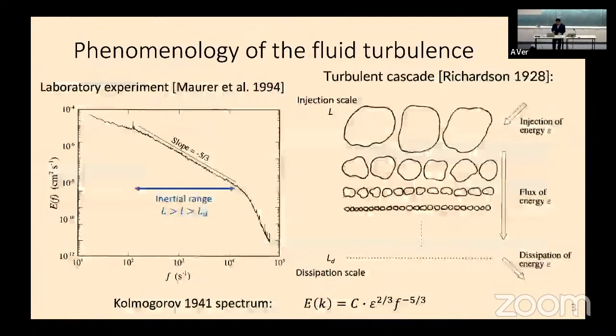If we measure the spectrum of these fluctuations from the experiment shown in the previous slide, we observe a power law spectrum, as shown here. The corresponding range of frequencies is called the inertial range. This is the range of scales between the injection scale L and the dissipation scale.